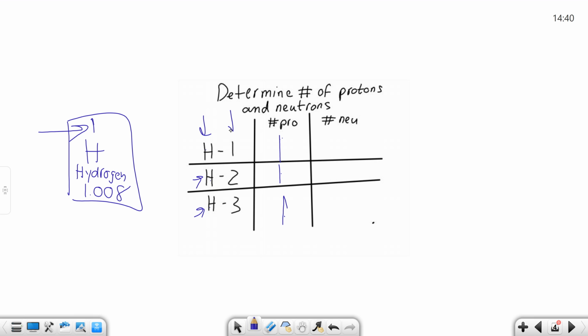What's different is the mass numbers, which means there's a different number of neutrons. How can I figure this out? I can just subtract that number. Or I could say 1 plus what is 1? 0. 1 plus what is 2? 1. 3 minus 1 is 2. Some people get confused by that, but all I did was protons plus neutrons equals mass number. So 1 plus 0 is 1. 1 plus 1 is 2. 1 plus 2 is 3. That's all we're working with there.